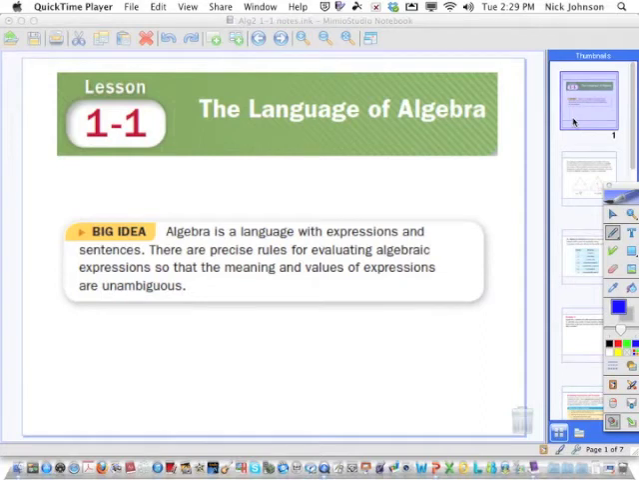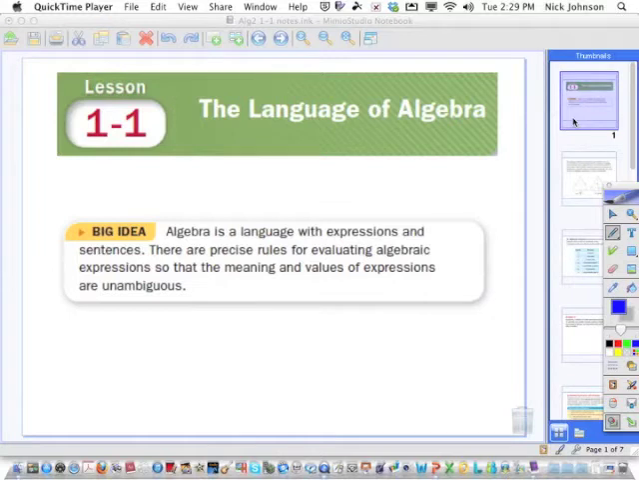Today we're going to talk about Lesson 1-1, the language of algebra. The big idea we're going to try to talk about is algebra is a language with expressions and sentences. There are precise rules for evaluating algebraic expressions so that the meaning and values of expressions are unambiguous. Okay?